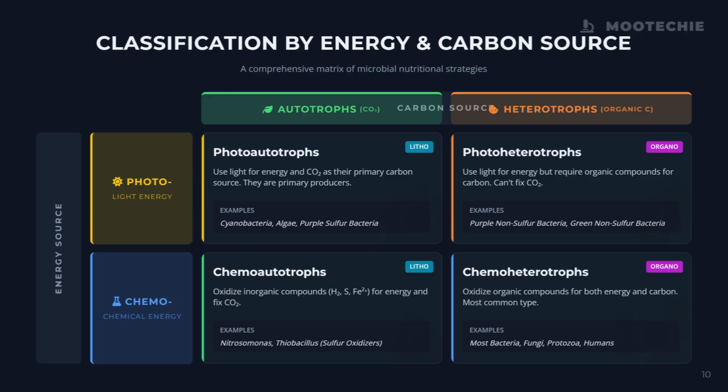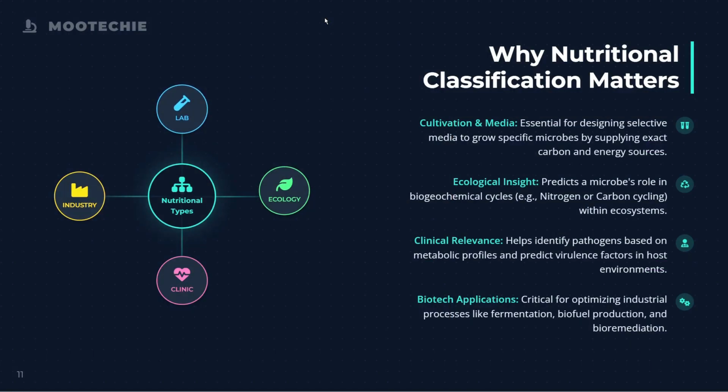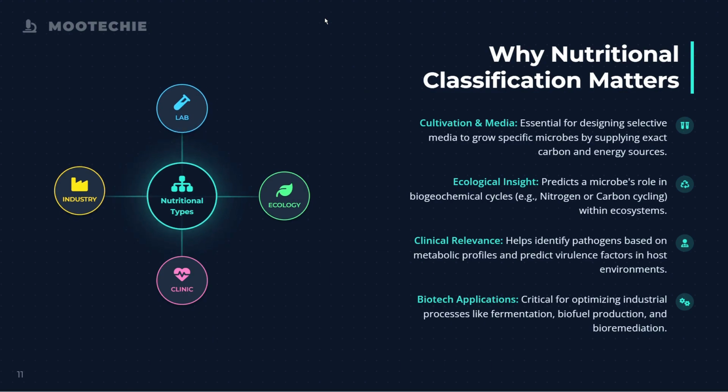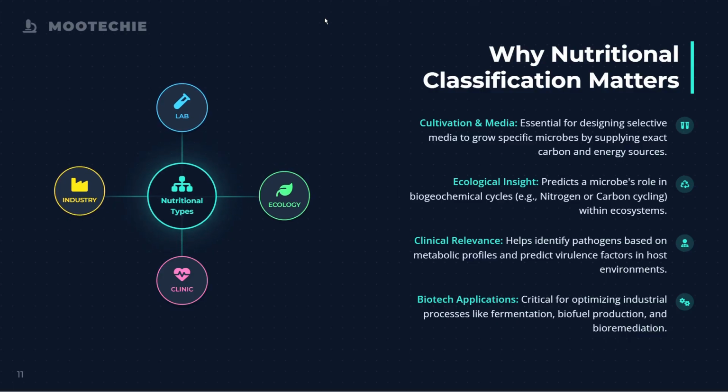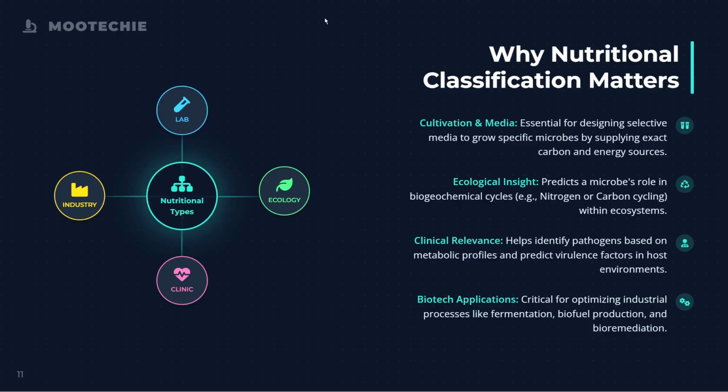You might be wondering why nutritional classification matters. This slide highlights four key areas where this knowledge is applied. First, in cultivation and media design. To grow a specific microbe in the lab, you need to design a selective media that supplies its exact required carbon and energy sources. Second, it provides ecological insight.